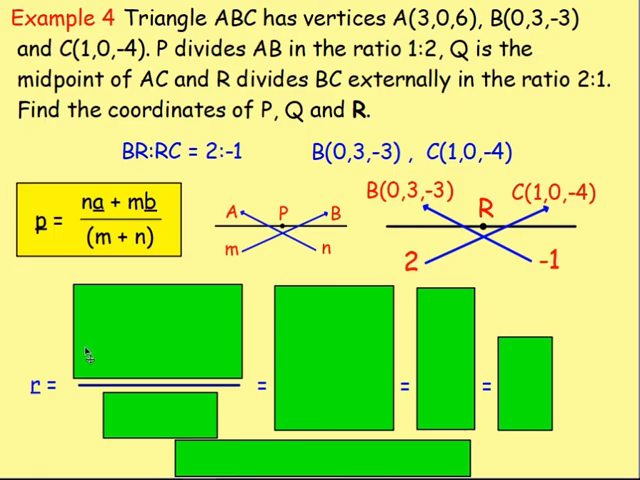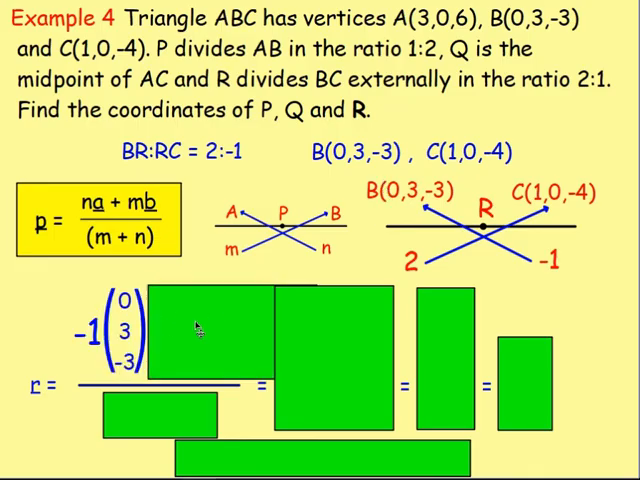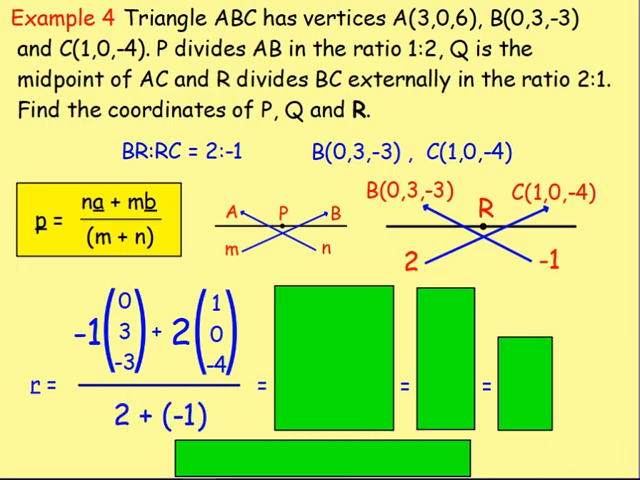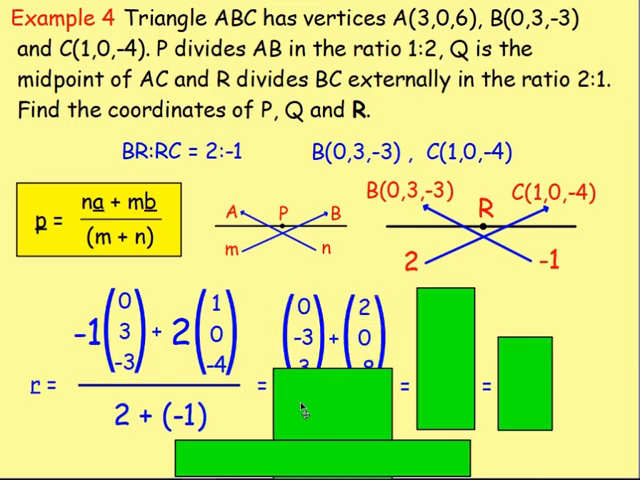From here then, working out position vector R, well, it's going to be negative 1 times position vector B, so negative 1 times 0, 3, negative 3, plus 2 times position vector C, so 2 times 1, 0, and negative 4. We're dividing that by 2 plus negative 1. That'll then give us negative 1 times 0, negative 1 times 3, negative 1 times negative 3, 2 times 1, 2 times 0, 2 times negative 4, and we're dividing that by 1. 2 plus negative 1 is 1.